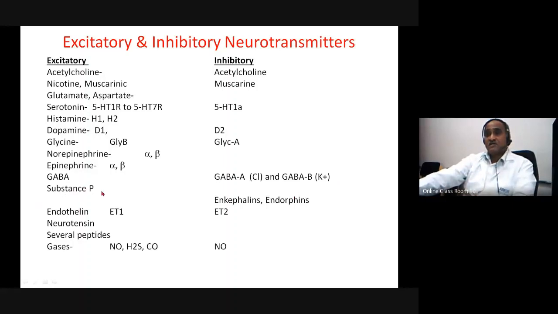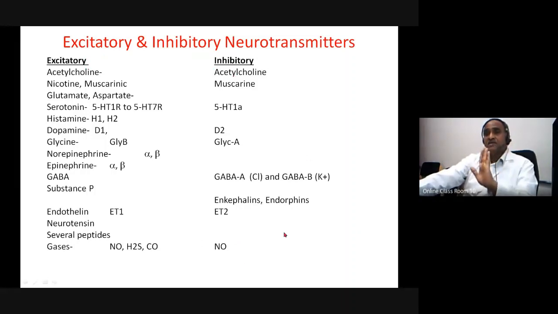Then substance P, we have the opiates, the enkephalins and endorphins. These are inhibitory in nature. Now we have endothelins. ET1 is excitatory, ET2 is inhibitory, and neurotensin and several peptides are excitatory. The gas nitric oxide is excitatory, and it's something like a double-edged sword. It has an inhibitory action also. Overall, excitatory transmitters are plenty. The inhibitory transmitters are less.